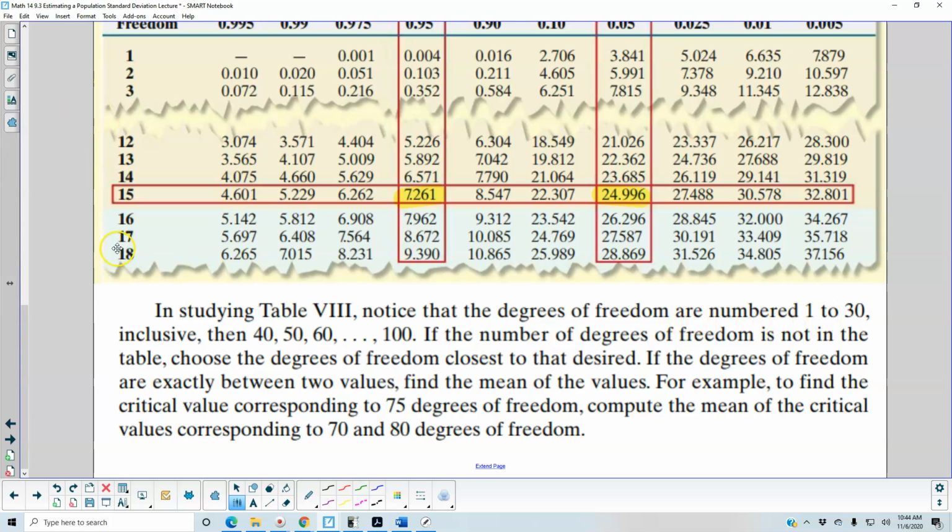Now, when you're studying the table for the chi-square distribution, you're going to notice that the degrees of freedom are numbered from 1 to 30, inclusive. And then we go from 40 to 50 to 60, in increments of 10 all the way to 100. If the number of degrees of freedom is not in the table, then you're going to choose the degrees of freedom closest to that desired. If the degrees of freedom are exactly between two values, then you're going to find the mean of the values. So for example, to find the critical value corresponding to 75 degrees of freedom, you're going to compute the mean of the critical values corresponding to 70 and 80 degrees of freedom.